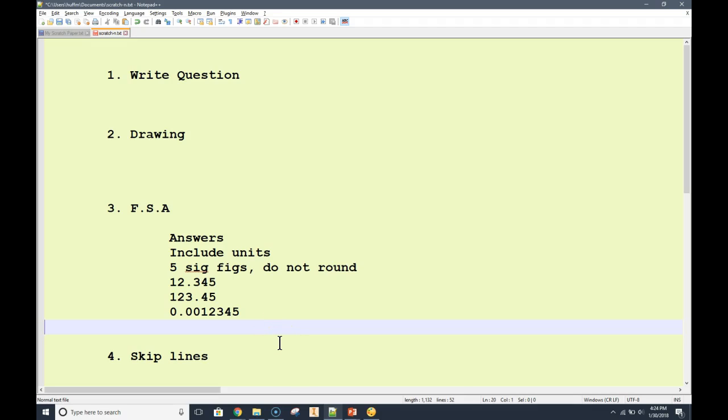Next and last and most important thing, skip lines between your problems. I should be able to look across the room and see that you have different problems on your page. Don't cram your work all together. It makes it hard to read for you and for me, and it makes it easy to make mistakes. So that's the last one. So 4 steps: always write the question word for word, draw a picture, FSA, formula, substitution, and answer, and then lastly, skip lines between your work. And that's all I have.